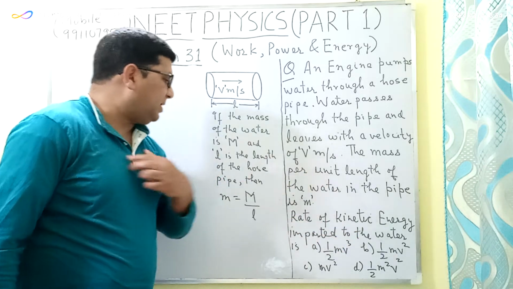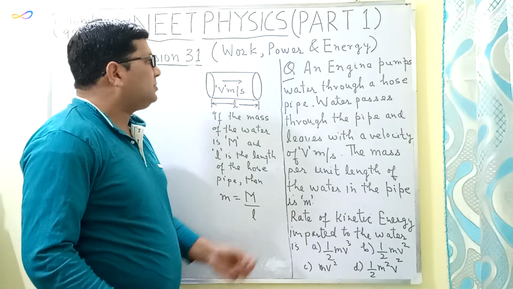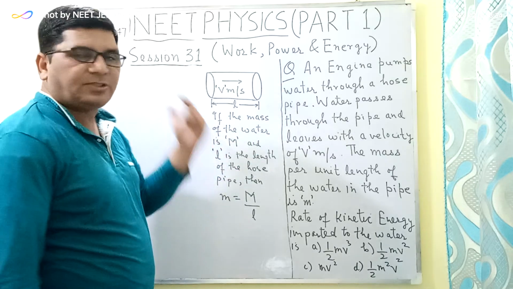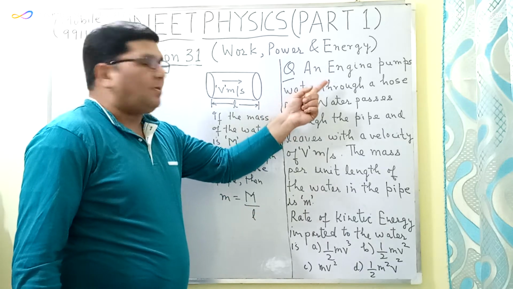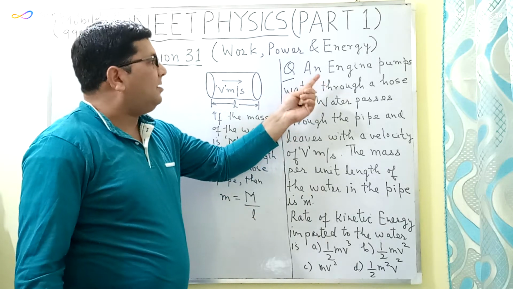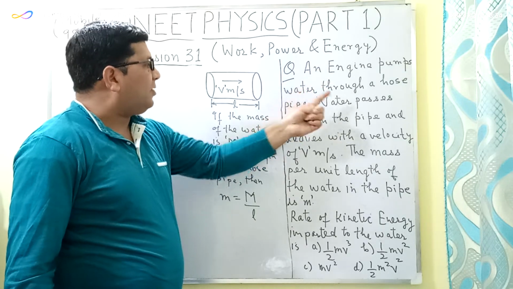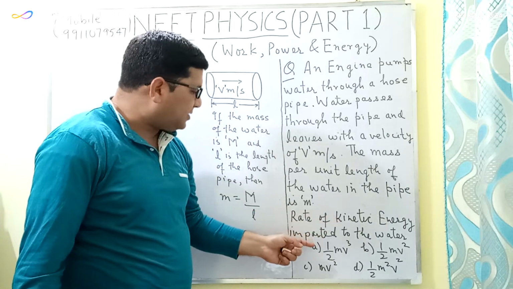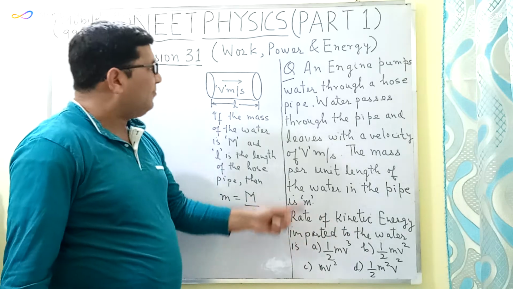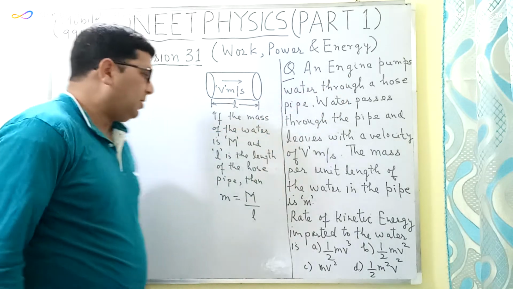Now this question is somewhat similar to the question which we have done in session number 30. In session number 30, we were supposed to find the power of the engine which is pumping the water through the hose pipe. But in this case, we have to find the rate of kinetic energy which is imparted to this water, which is being pumped by the engine through this hose pipe.